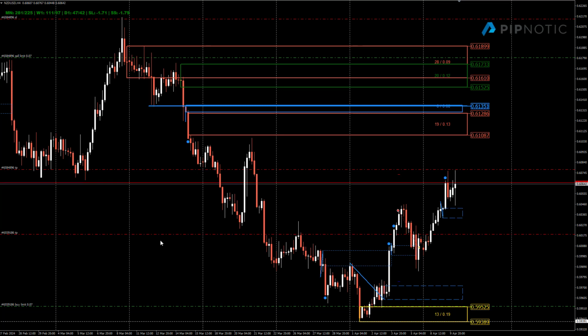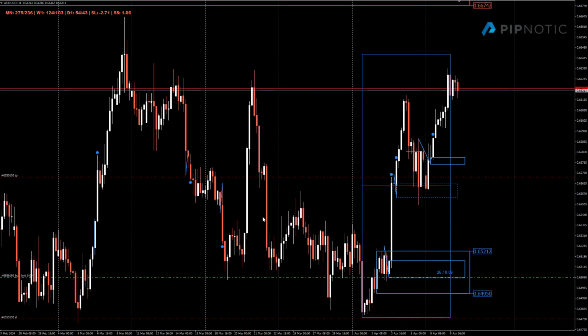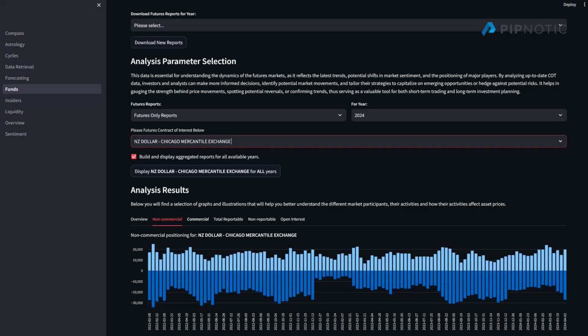Good. So let's move on. Moving to the Australian dollar. So kind of a similar thing here, of course. If we go to the COT data, Australian dollar.